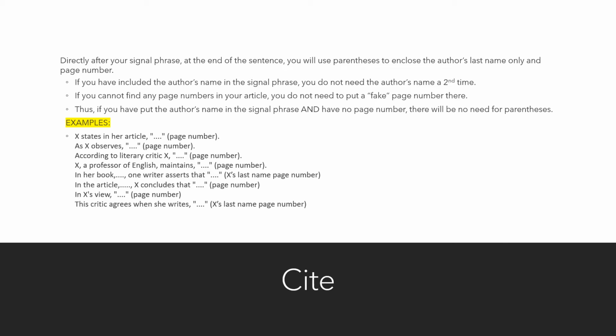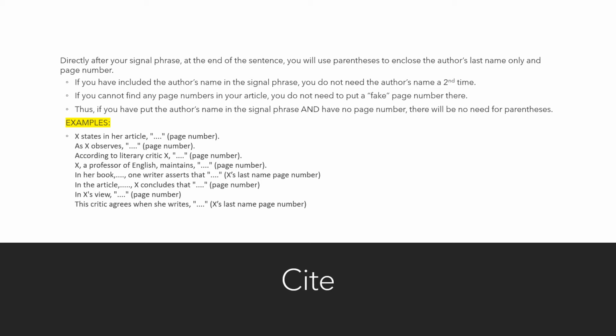So now we have cite. Directly after your signal phrase, at the end of the sentence, okay? So you have a sentence, you have a quote. Before you go to step 4 from the very beginning of this slide, which is analyzing the quote or analyzing the evidence, you will use parentheses to enclose the author's last name only and page number.